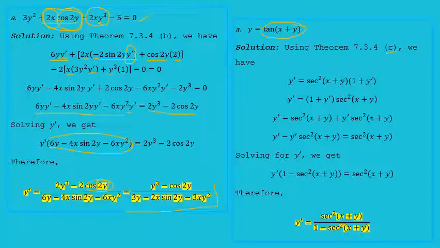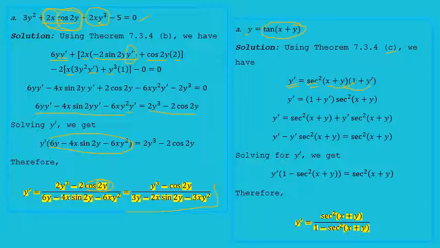letter C, we have, okay, derivative ni y is y prime, di ba? So, since variable y yan, kaya siya naging y prime. 1 times y prime is y prime pa rin. Derivative ni tangent is secant squared, di ba? Okay, tangent is secant squared. And then, yung angle niya is x plus y times yung derivative ng angle niya. Derivative ni x is 1, derivative ni y is y prime, excuse me. Okay, so bring down y prime here.